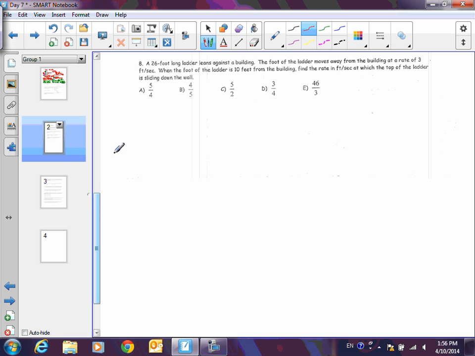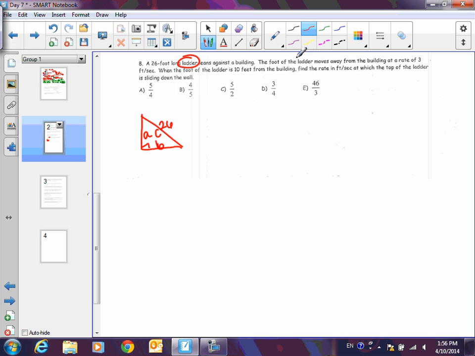So on number 8, we have a ladder that's leaning against a building. What shape is this making? Triangle. What kind of triangle? Right. A right triangle. Let me redo that. And the ladder is the hypotenuse, so I'm going to go ahead and put 26. And I'm going to go ahead and label the 3 sides, A, B, and C.